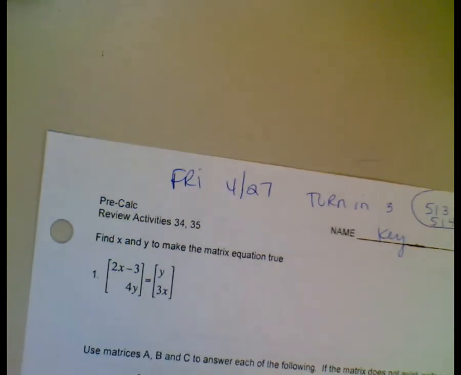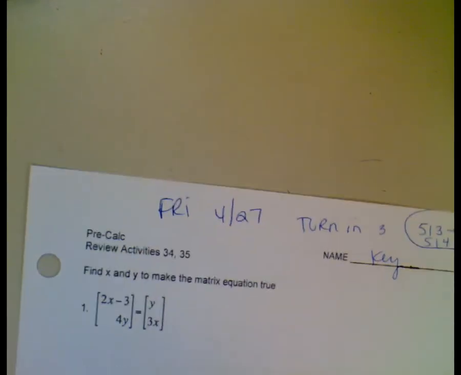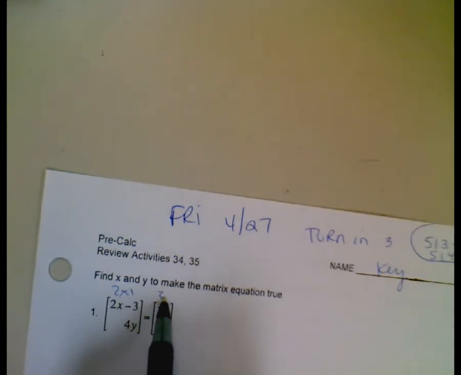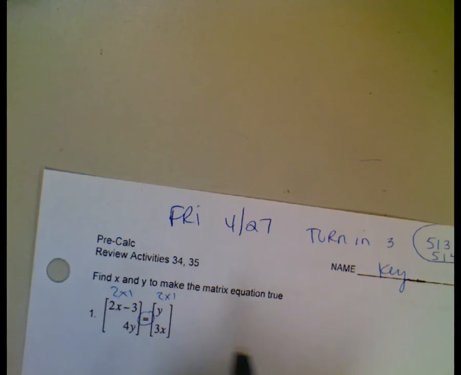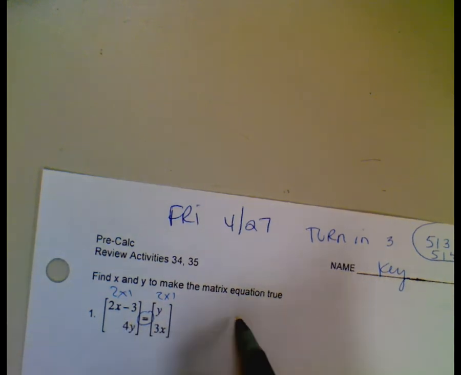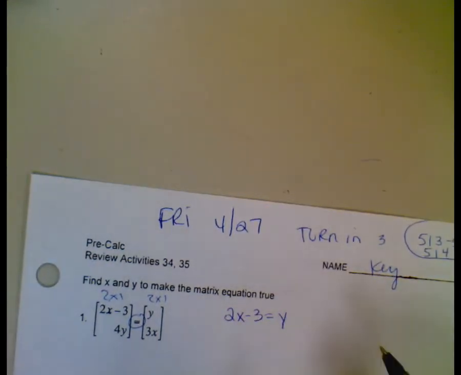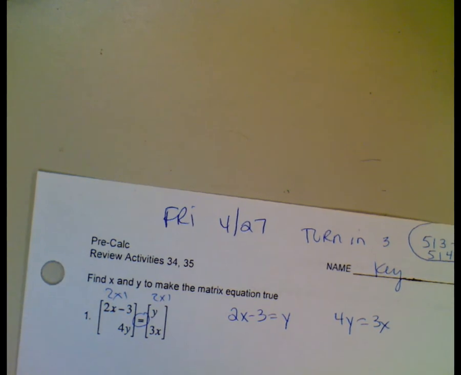Find x and y to make the matrix equation true. This is a 2 by 1, and this is a 2 by 1. Since there's an equal sign, you're trying to say, what would x have to be to make this equal to this? And what would y have to be to make these equal? So you're going to set up a system of equations. You set 2x minus 3 equal to y, and 4y equal to 3x. And you're going to do substitution.